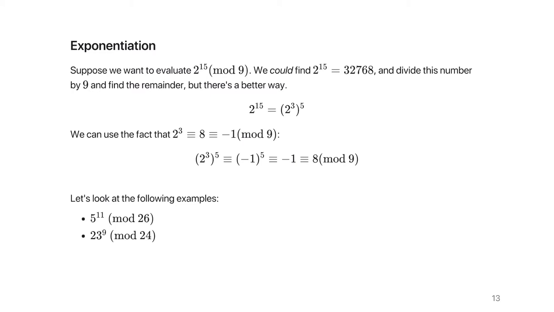Anyways, since 15 is just 3 times 5, I can write 2 to the 15 as 2 to the 3, raised to the 5, by our exponent laws. Yes, x to the a, raised to the b, is x to the ab. And 2 to the 3 is just 8, but we're talking modulo 9, and 8 is equivalent to negative 1. Is that clear? This is a trick that you will use very often in modular arithmetic: write n minus 1 as negative 1 mod n.